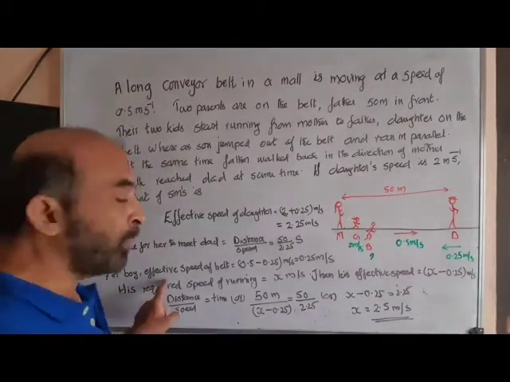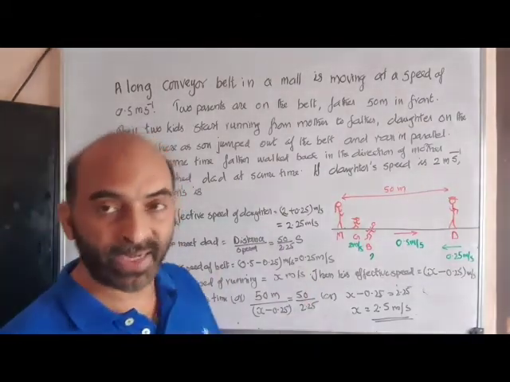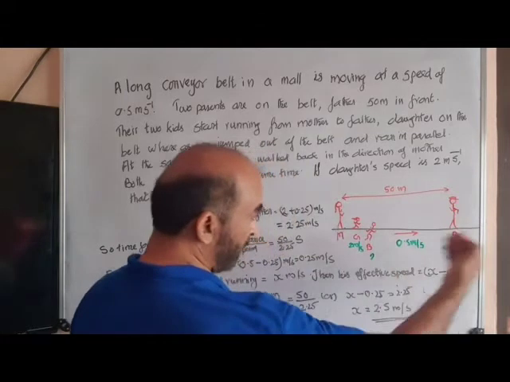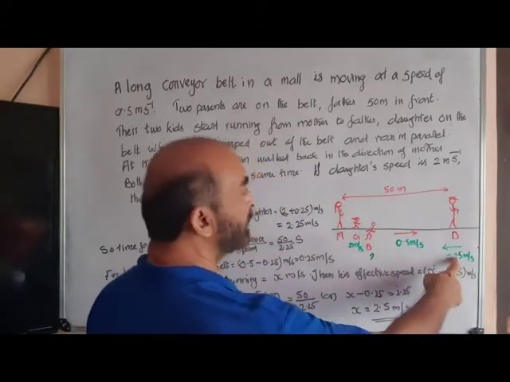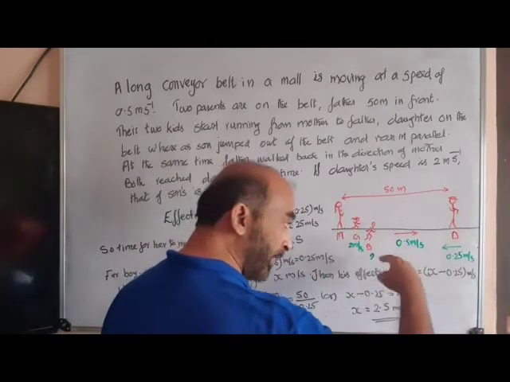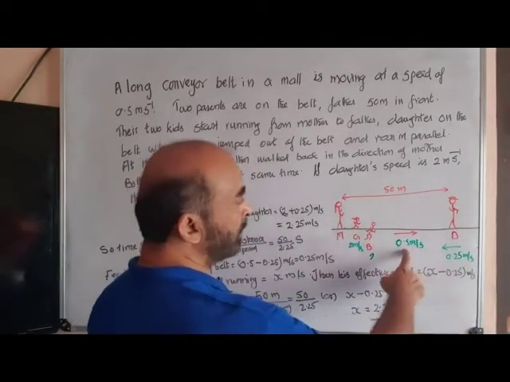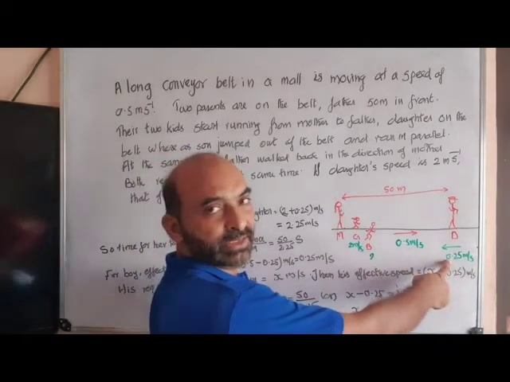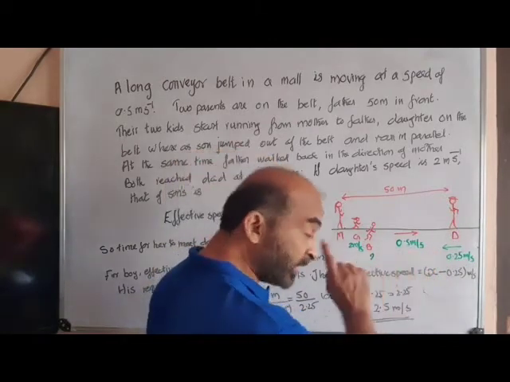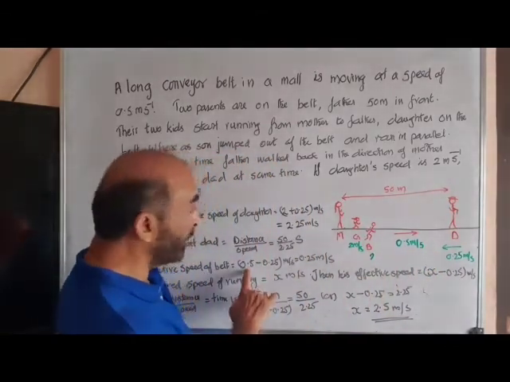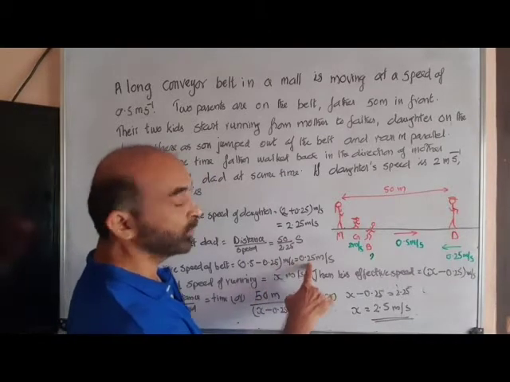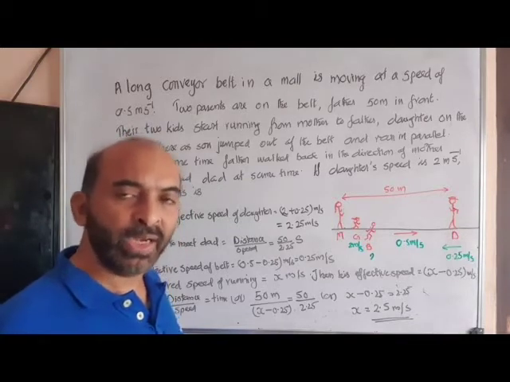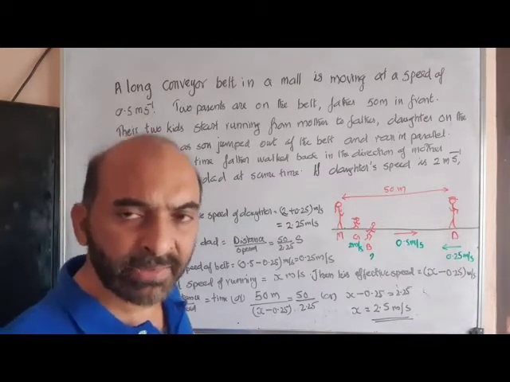Now, for the boy, the effective speed of the belt. See, dad is walking backwards at a speed of 0.25. The speed of the belt is 0.5 in the opposite direction. So the belt is making his effort more, and dad's walking is making his effort less. So the effective speed of the belt is 0.5 minus 0.25 meter per second, which is equal to 0.25 meter per second.